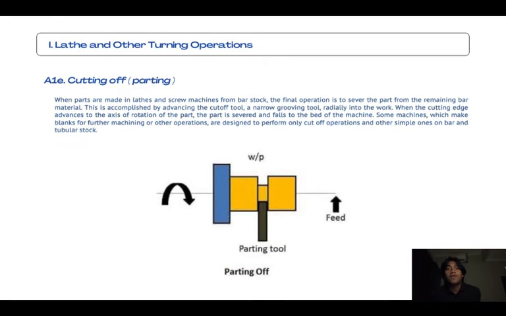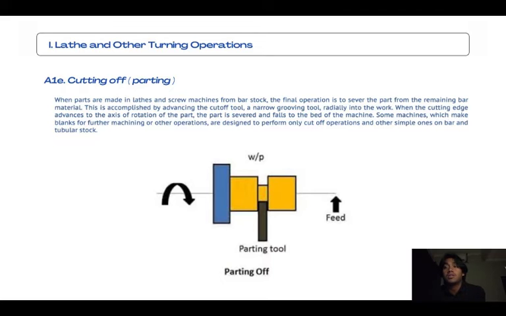The fifth subtopic from lathe and other turning operations is cutting off, or parting. Cutting off is used when parts are made in lathes and screw machines from bar stock. The final operation is to sever the part from the remaining bar material. This is accomplished by advancing the cut-off tool, a narrow grooving tool, radially into the work. When the cutting edge advances to the axis of rotation, the part is severed and falls to the bed of the machine.